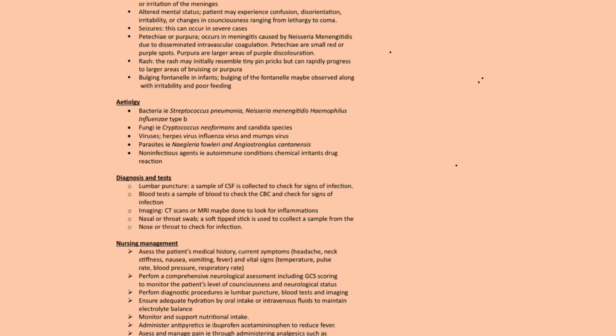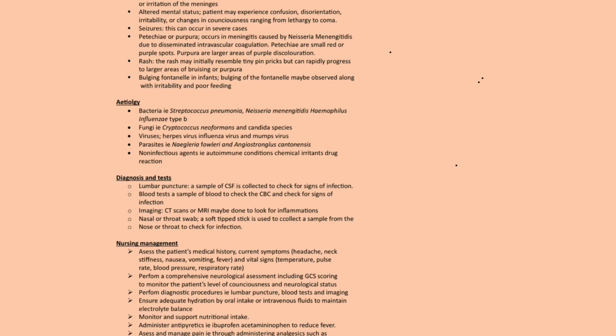And we also have other non-infectious agents such as autoimmune conditions. That's whereby the body's immune system fights against the body tissues. We have chemical irritants and drug reactions.